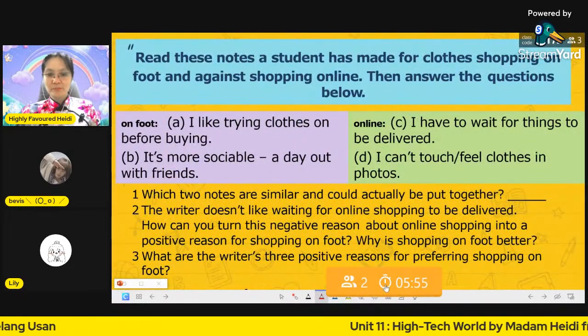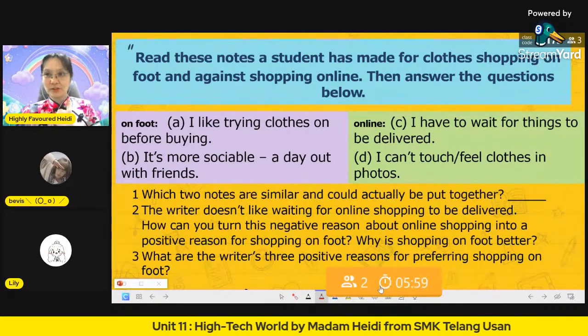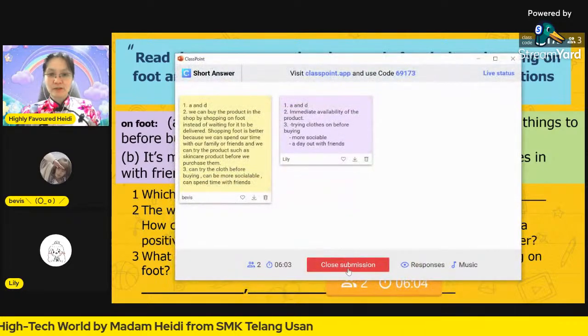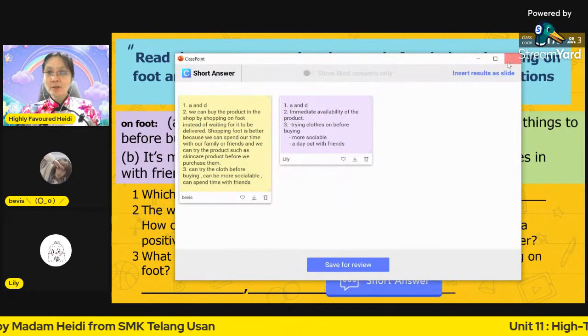So Rosmadiana, if you have typed it, you can just snapshot and send it to teacher via WhatsApp. Okay, all right, no problem about that. Okay, then we move on.